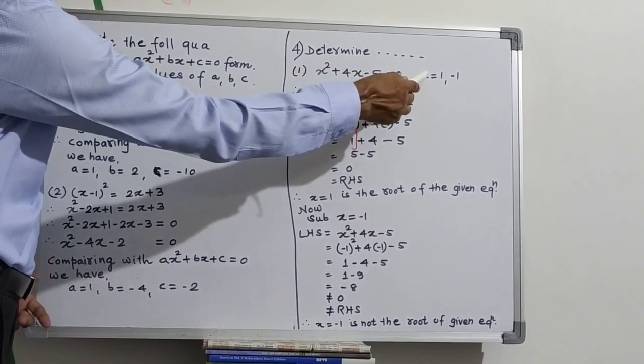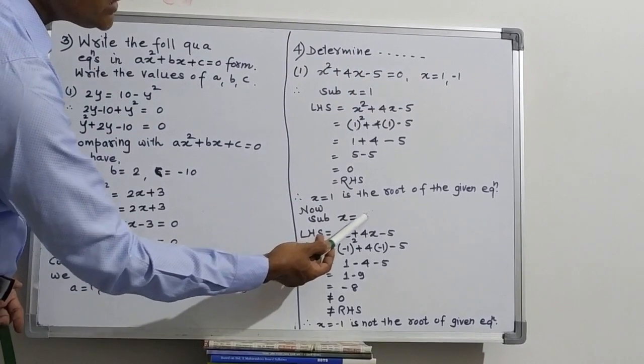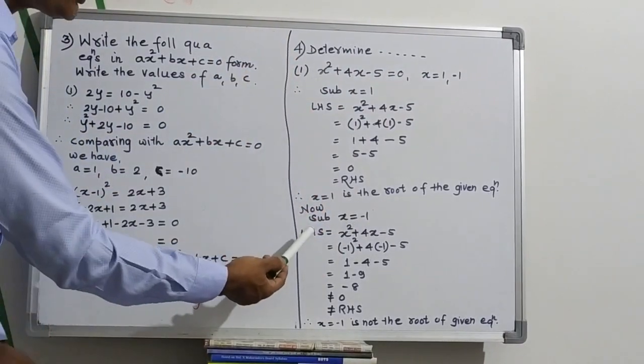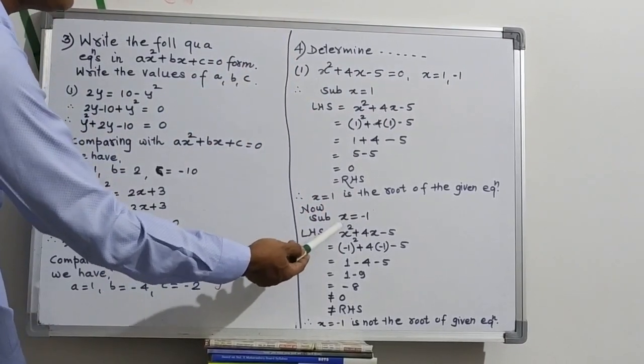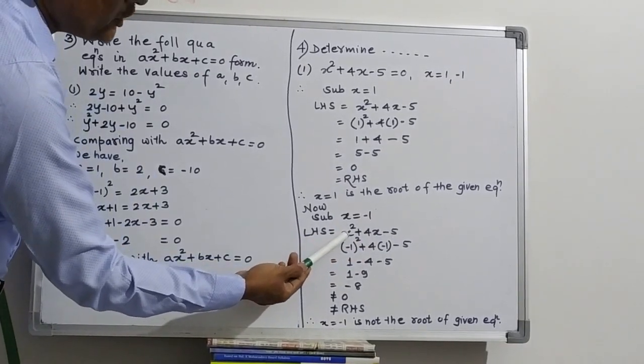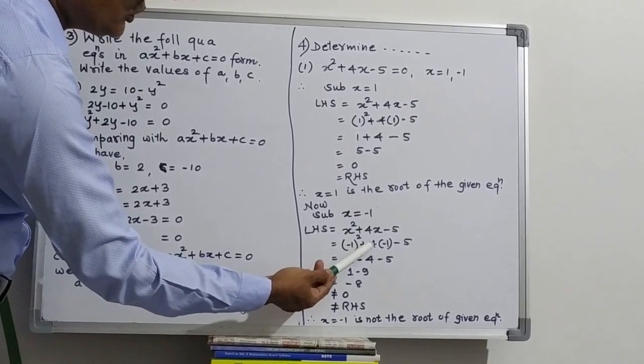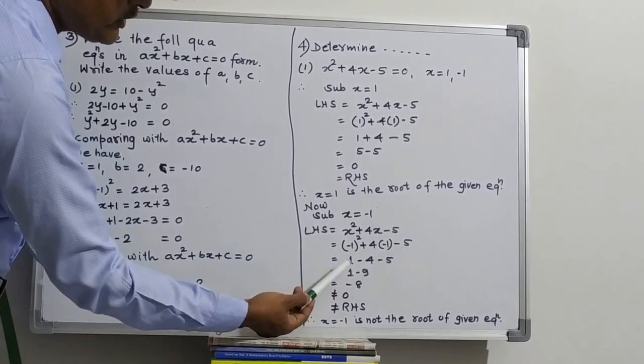Now what is the another value? x is equal to minus 1. Let us substitute x is equal to minus 1 here. So what is the LHS once again? x square plus 4x minus 5. I'll be substituting value of x as minus 1. So it will be minus 1 square plus 4 into minus 1 minus 5.